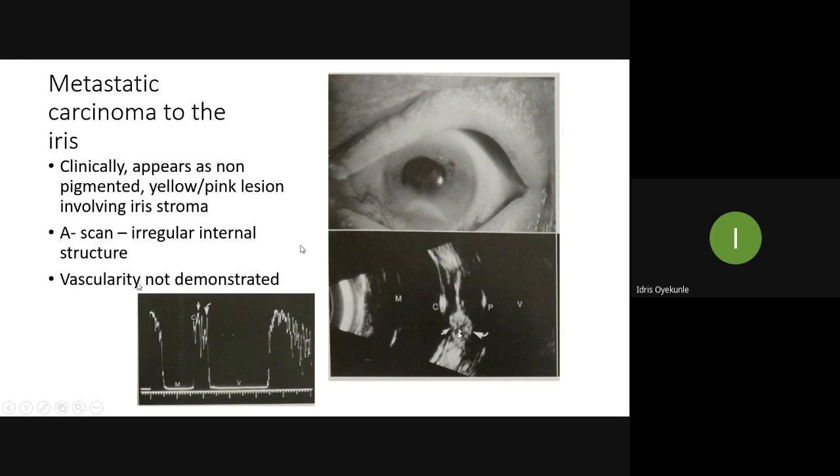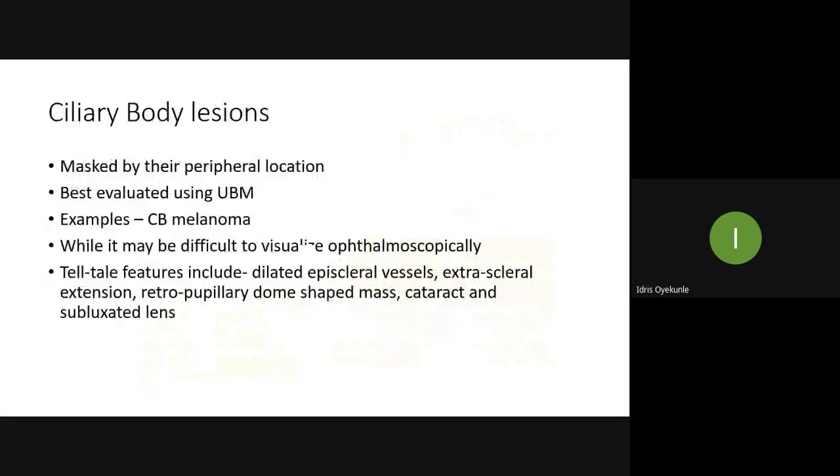Also important to note that vascularity is not demonstrated. Ciliary body lesions are very difficult to assess because they are marked by their peripheral location, so they are best evaluated using ultrasound biomicroscopy. An example of a ciliary body lesion that could be evaluated using a B scan is a choroidal ciliary body melanoma.